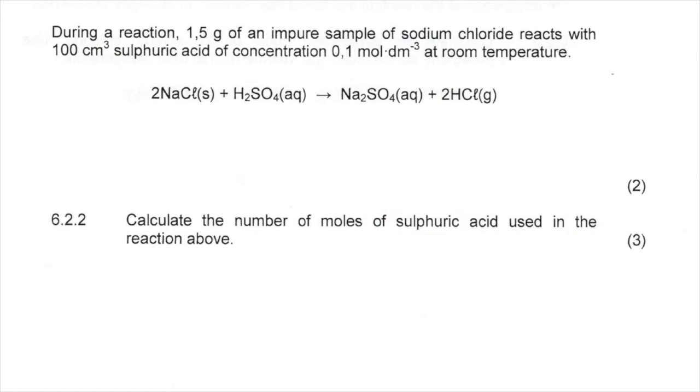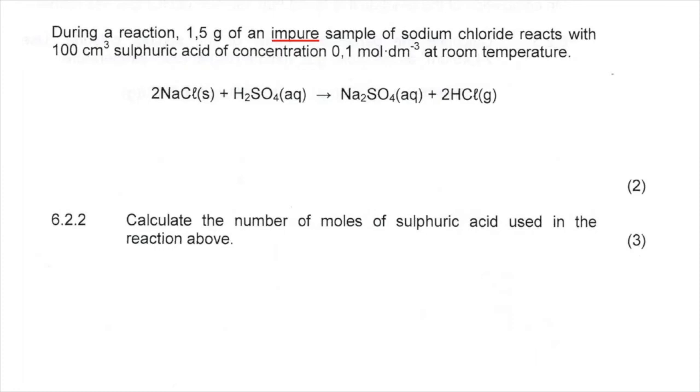Moving on to question 6.2. During a reaction, 1.5 grams of impure sample of sodium chloride reacts with 100 cubic centimeters of sulfuric acid of a concentration 0.1 moles per cubic decimeter at room temperature. Now, first off, that 1.5, the most important thing is that it is impure sodium chloride. So don't work with that 1.5, right? That 1.5 is impure. The true sodium chloride in there is going to be less than 1.5. So don't use the 1.5 in a mole calculation.